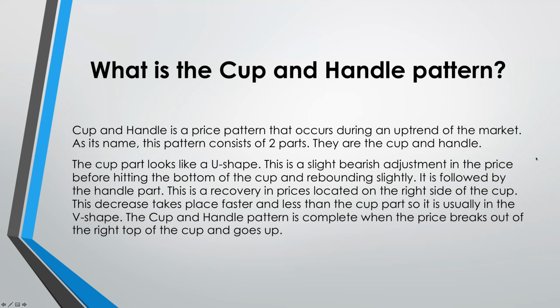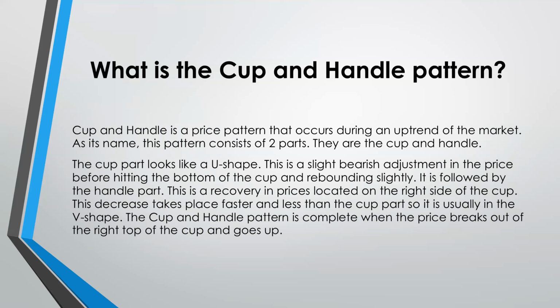So cup and handle is a price pattern that occurs during an uptrend of the market. As its name suggests, this pattern consists of 2 parts. They are the cup and the handle. The cup part looks like a U shape. This is a slight bearish adjustment in the price before hitting the bottom of the cup and rebounding slightly. So we can say here we have just a little retracement before the price moves forward.